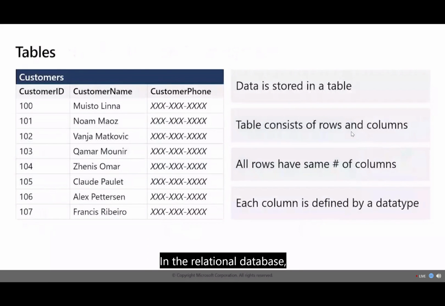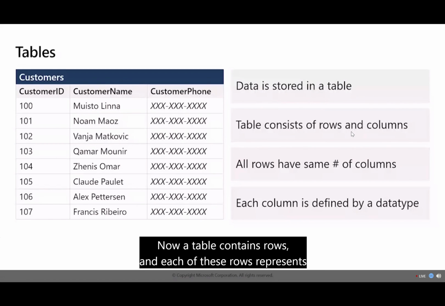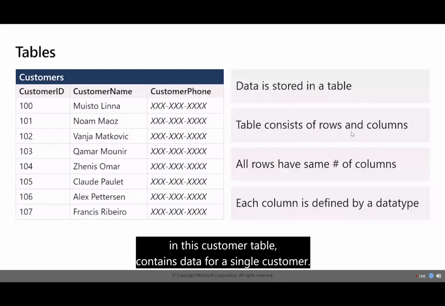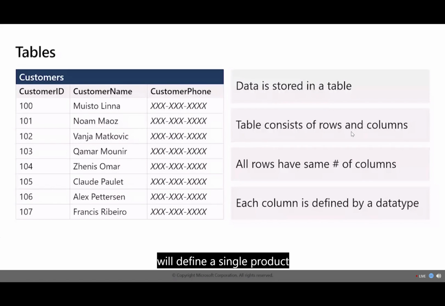In a relational database, you typically model collections of entities from the real world as tables. So for example, a customer is an entity, therefore we create a customer table. An entity generally describes a thing about which we want to hold information inside a database. In the e-commerce example here, we might also create tables for products and orders because they are also entities in the real world. Now, a table contains rows, and each of these rows represents a single instance of an entity. What that means is each row in this customer table contains data for a single customer, each row in the products table will define a single product, and each row in the orders table will represent an order made by that customer.